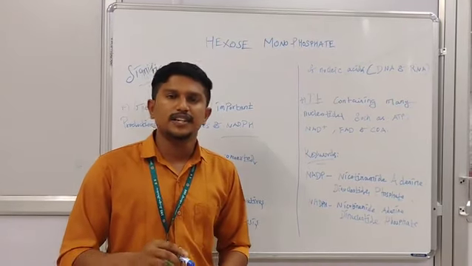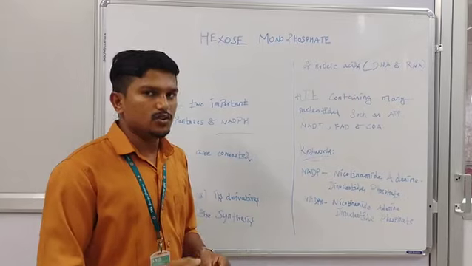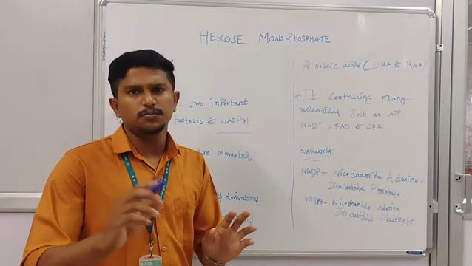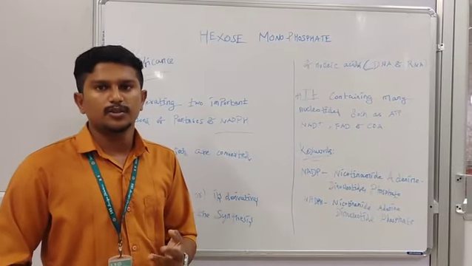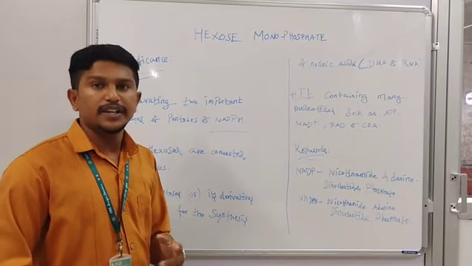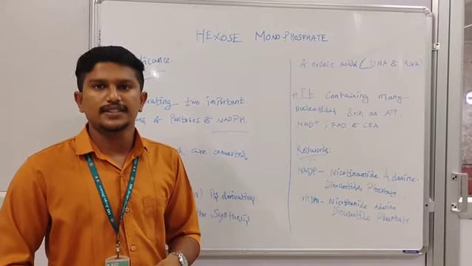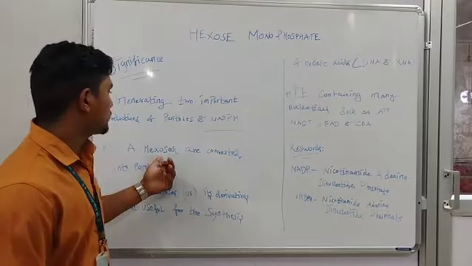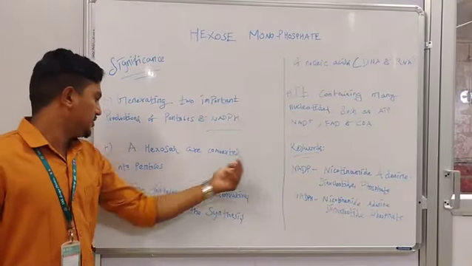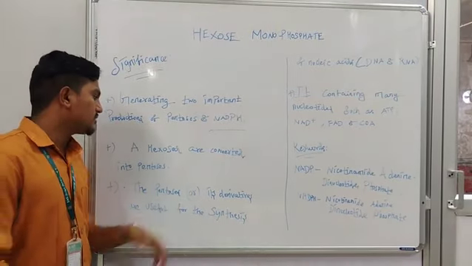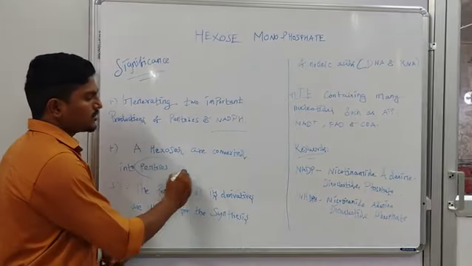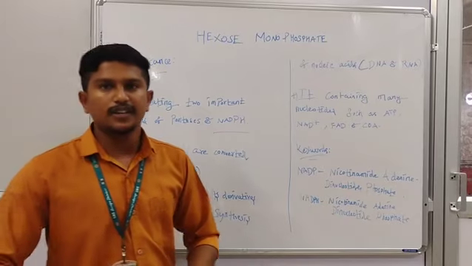A hexose is a monosaccharide compound, otherwise known as a simple sugar, containing 6 carbon atoms. The hexoses containing 6 carbon atoms are converted into pentoses. The pentoses are also like this.